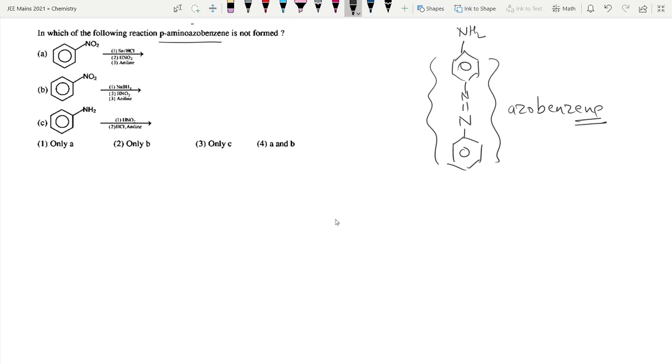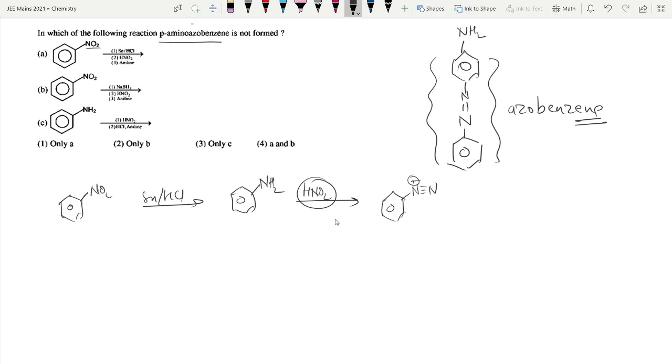Okay, so let's start with the first question. This is NO2 and Sn/HCl. First you will have a reduction and you will get aniline, and then there is HNO2. So diazotization will occur and you will get a diazonium ion.